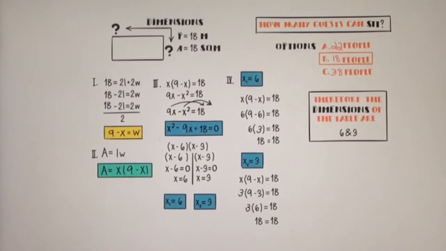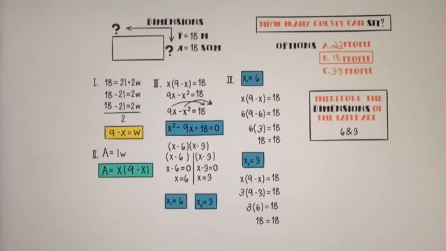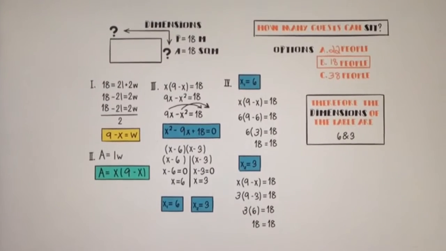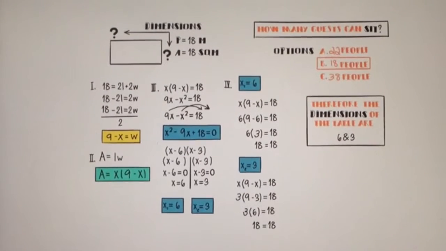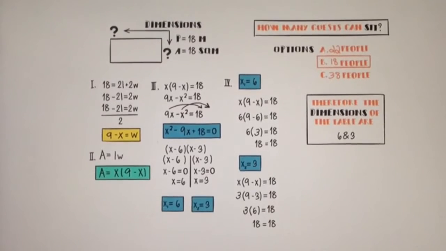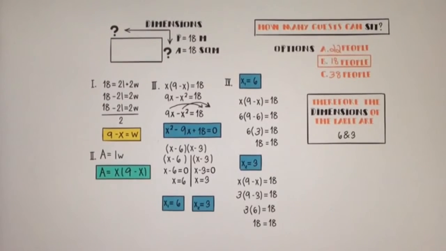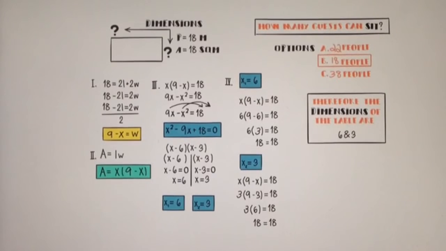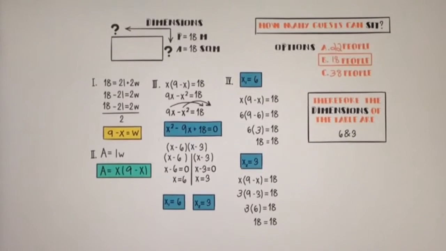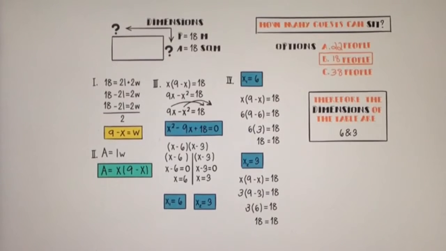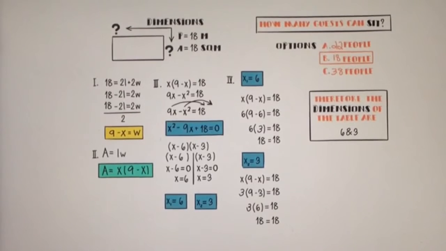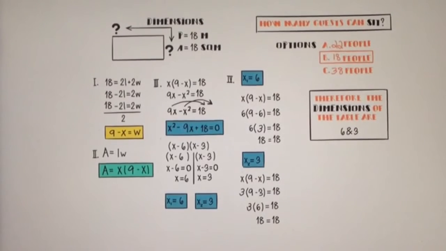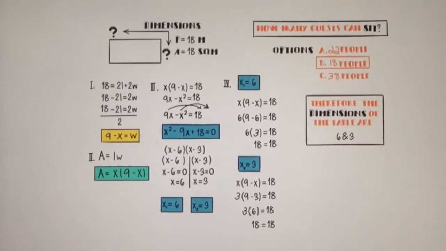We transpose and put it in general form, and that would give us x squared minus 9x plus 18 equals 0. Now, factor. X minus 6 times x minus 3. We divide it into two sections, and that would give us x minus 6 equals 0. That would give us x equals 6 for the first value of x, and x minus 3 equals 0. We transpose that. X equals 3 would be the second value for x.